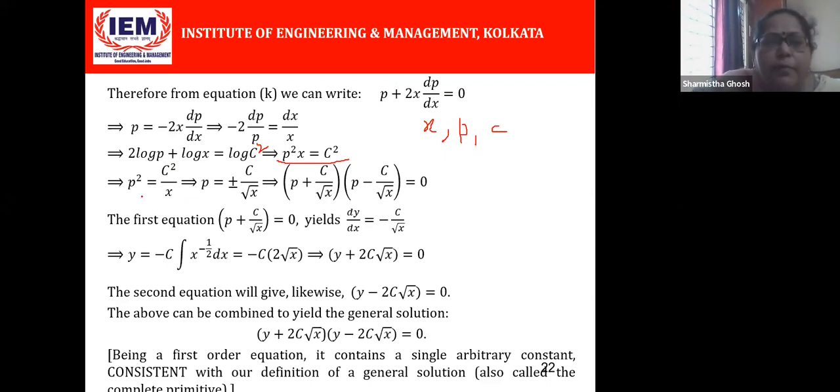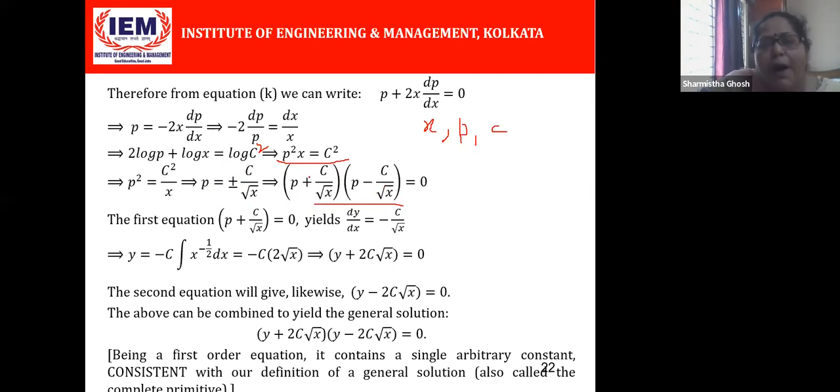We can get the value of p easily because p square equal to c square by x. So therefore, of course, I can write p equal to plus minus c by root x. It's the same thing. So finally, it is giving me two values of p. One is p equal to c by root x, and the other one is p equal to minus c by root x. So now I can solve this to get the value of p, right? So please see, or rather it has been written into two factors. It means the same thing.